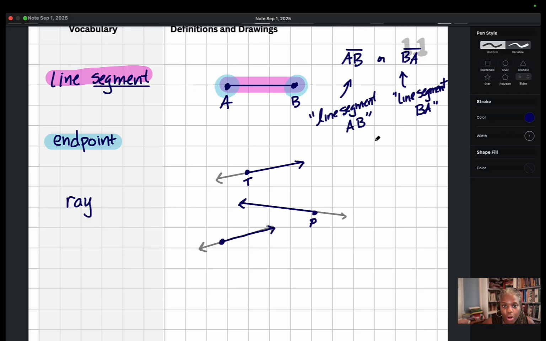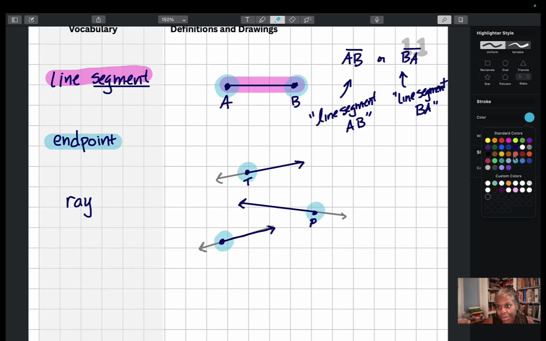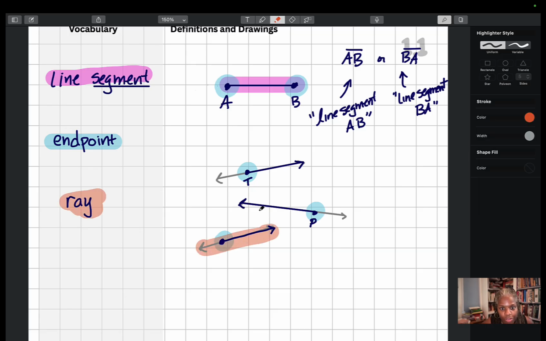So here we are using that terminology again. That endpoint is coming back. I'm going to highlight it with the endpoint color, but the whole thing is considered a ray. So let me go ahead and give the ray its own color here. So we've got this orangey color. This whole thing is considered a ray, not the line part, but just the blue part there. So that's what a ray is.